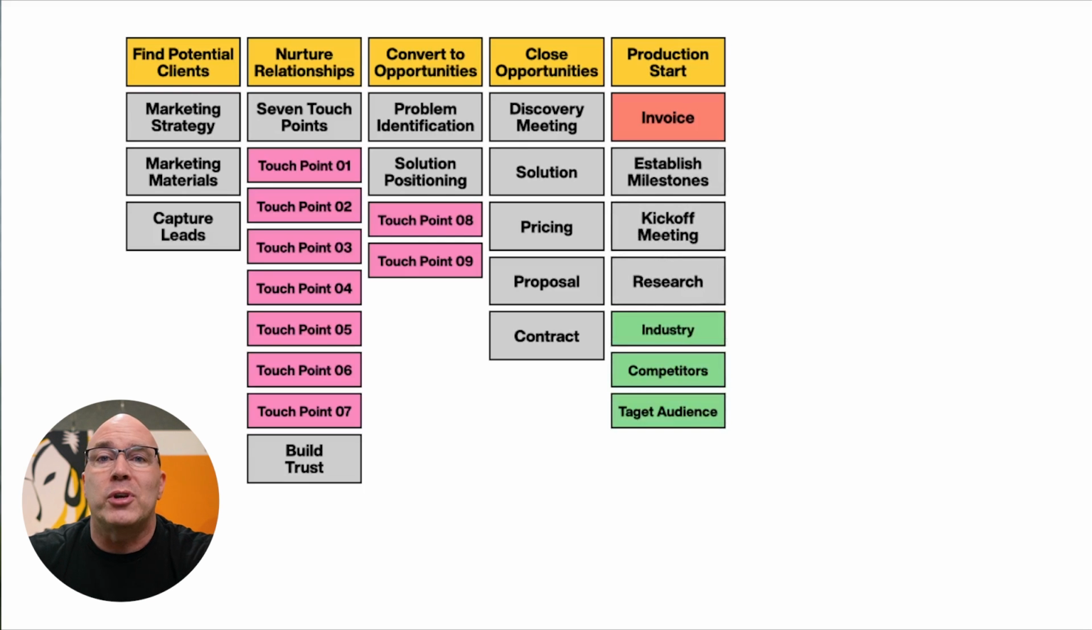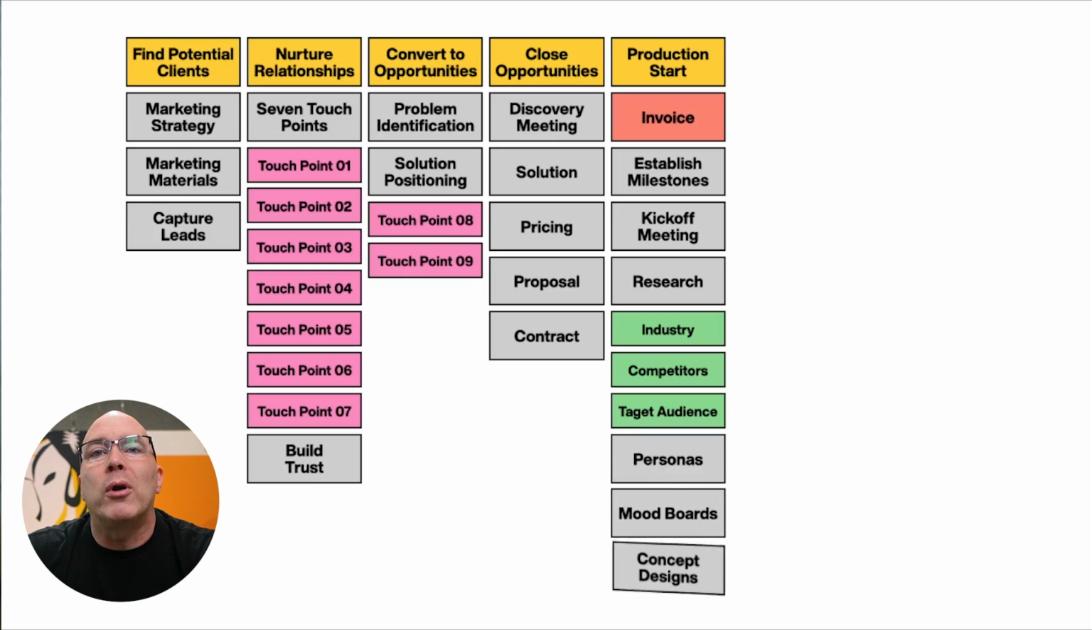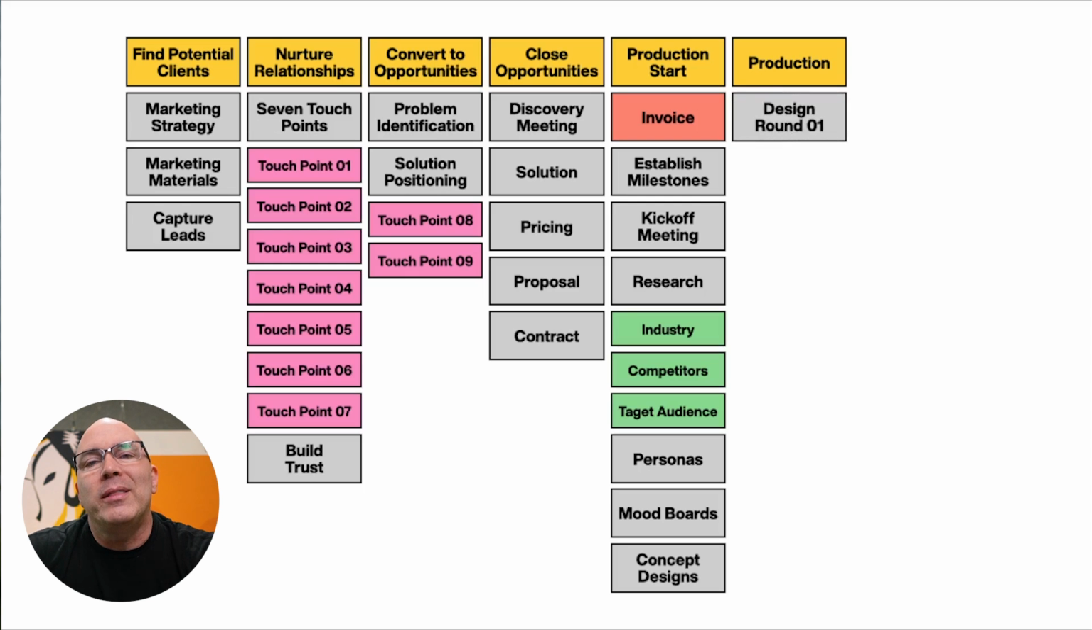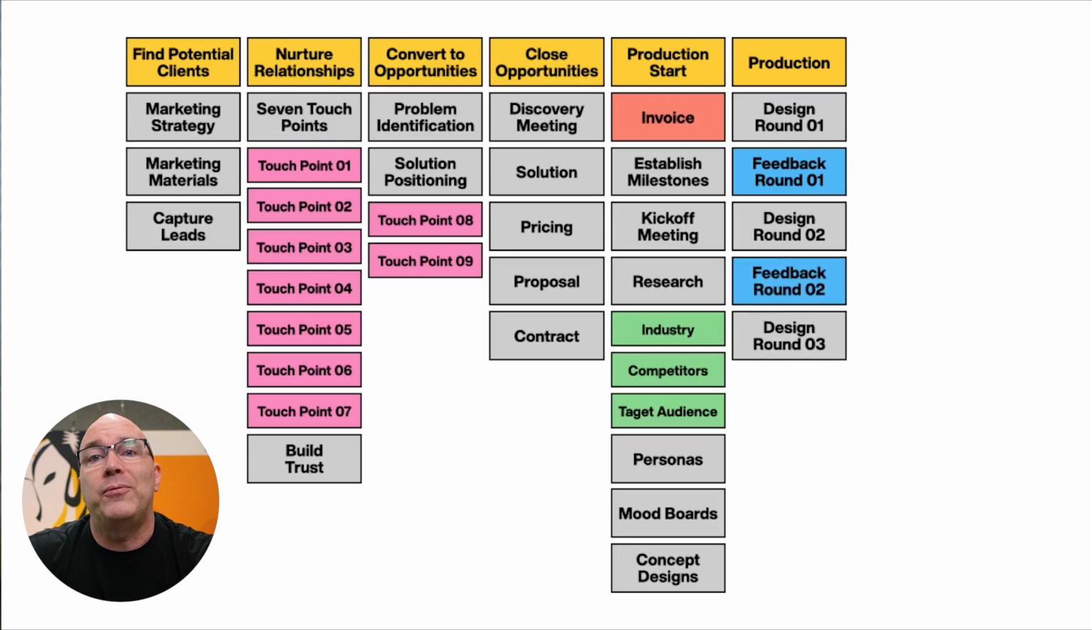We're gonna do some research on their industry, competitors, their target audience. We're gonna do personas in some cases and mood boards, and then concept designs. And then finally, we're gonna start doing design work in the production phase. And we look at that, we're gonna have design round 1 plus feedback from the client, design round 2 and feedback, design round 3 and feedback or approval from the client. And then we might send another invoice.